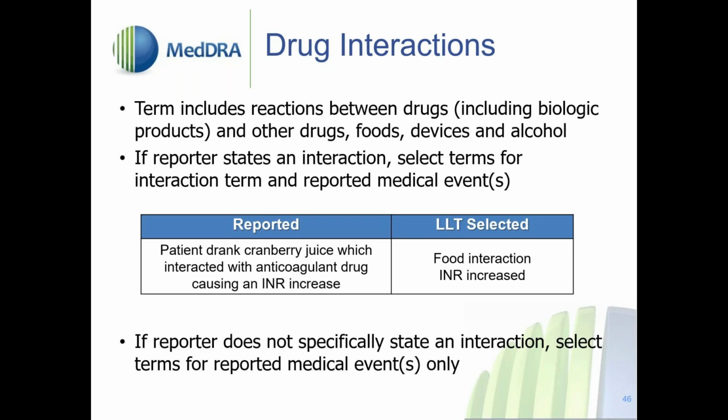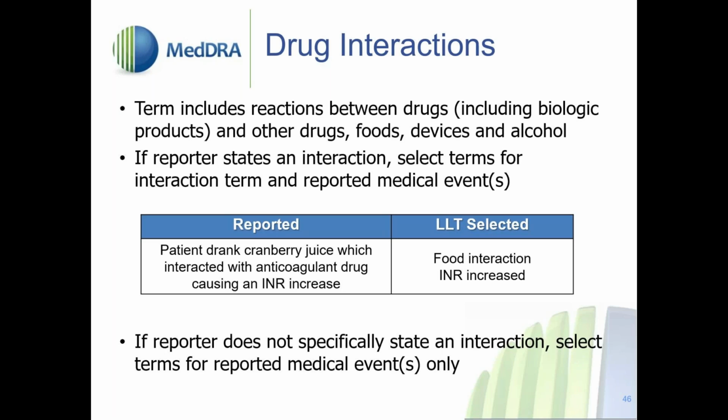The reporter is telling you that cranberry juice interacted with their anticoagulant and that caused an INR increase. Because the reporter told you there was a food interaction in this report, you can select an LLT for food interaction in addition to the resultant complication of it, which is the INR increased.